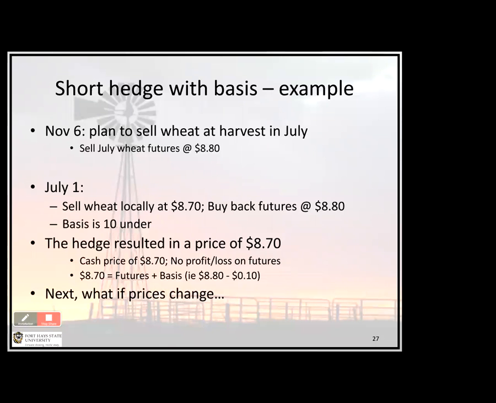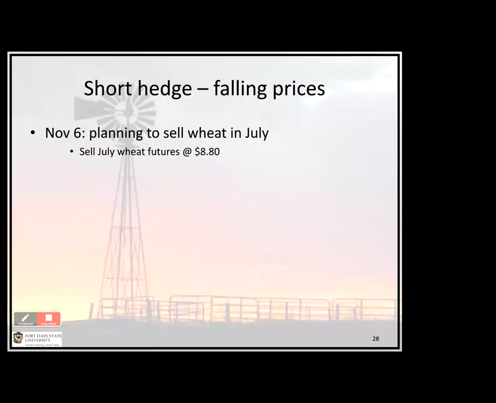Okay, now we're going to look at what happens when the price changes, which it most certainly will. So we won't have that 880 and 880 like we did here. Okay, so next example, we're planning to sell wheat in July. It's November 6th. We want to lock in a price. So what do we do? We sell July wheat futures at 880. That's what the market's trading at that day. So we sell for 880.